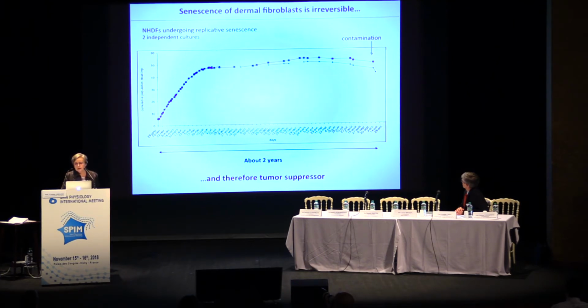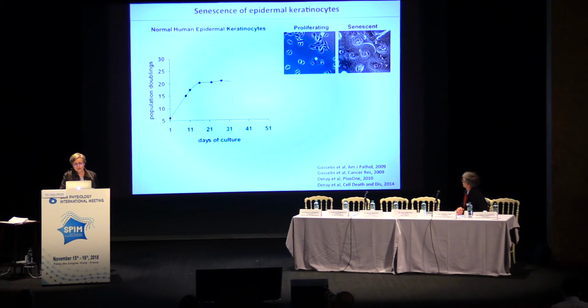But in my team, we are interested in the relationship between senescence and tumor initiation. So with this type of results, it is assumed that senescence behaves as a tumor suppressor mechanism. But perhaps it is not so relevant to work with fibroblasts as a model of senescence when you are interested in cancer initiation. So in my team, we decided to study the mechanism of senescence of epithelial cells, and we chose this model of skin keratinocytes.